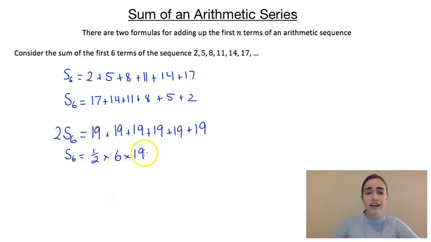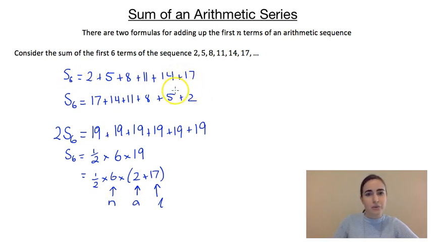Now we could actually calculate that to get a final answer, but what we're trying to do here is derive the formula and see the pattern that's happening. So I'm going to rewrite this as a half times 6 times 2 plus 17 rather than that 19. This 6 is n, the number of terms. The 2 was our first term and the 17 was our last term, which we're going to call L, the last term out of the ones that we wanted to add up.